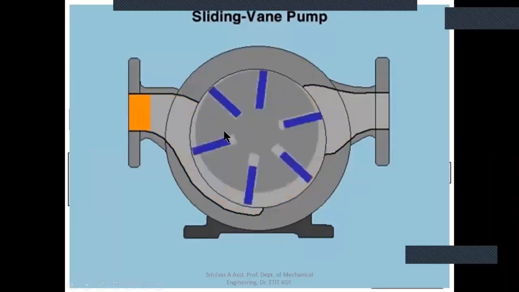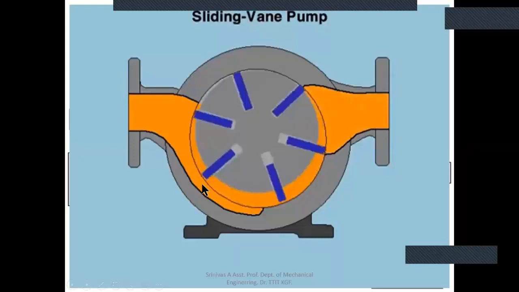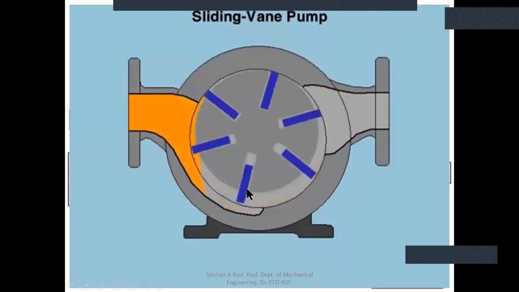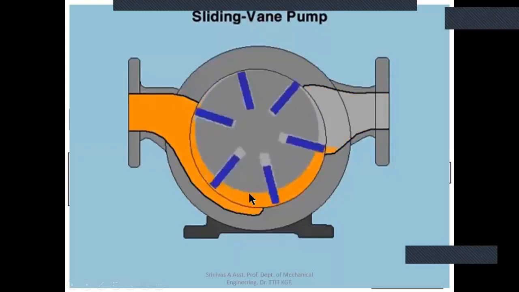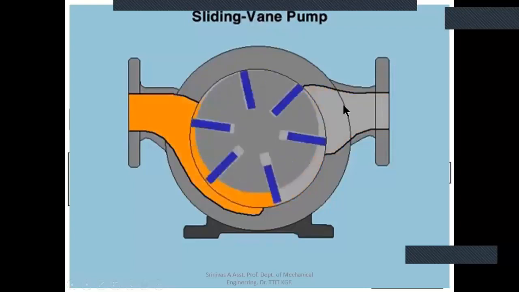When it starts rotating, because the vanes are attached to the casing, that creates a gap between them. The water is trapped in that. It will be taken out and delivered to the outlet.